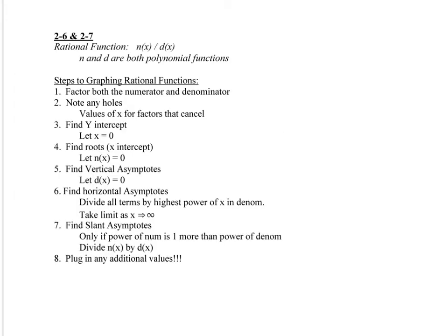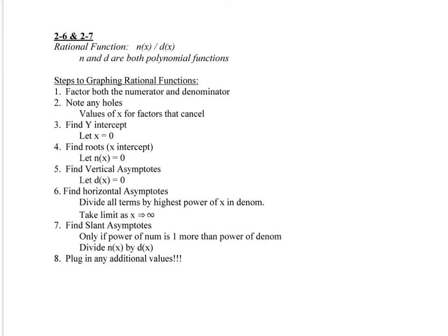When you graph a rational function, you're going to follow the following steps. A rational function is defined as two polynomial functions in a fraction. The top polynomial function we're going to call N of x, N of course standing for numerator, and the bottom polynomial function we're going to call D of x. D of course stands for, you got it, denominator. So a rational function is a fraction of polynomial functions.